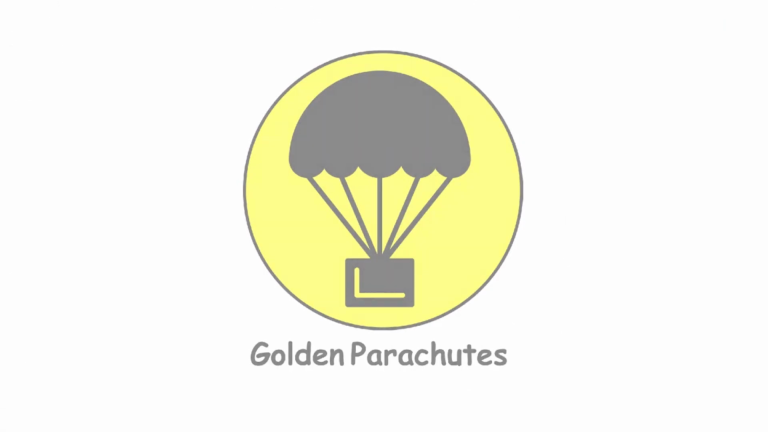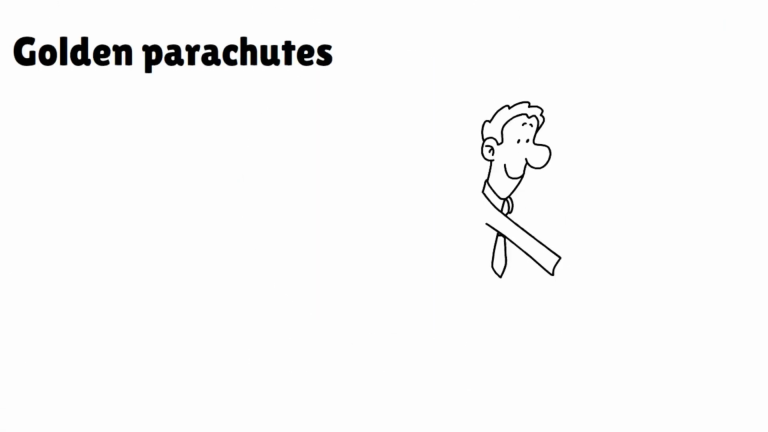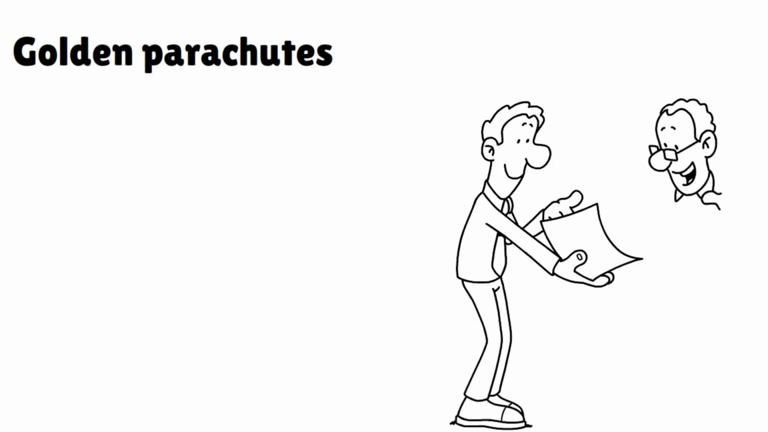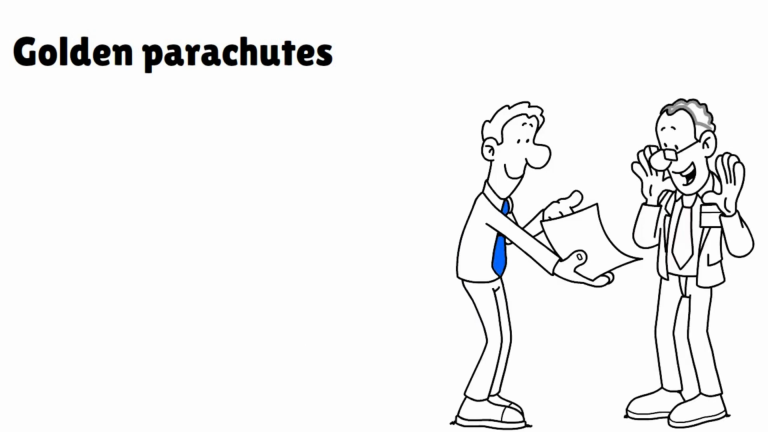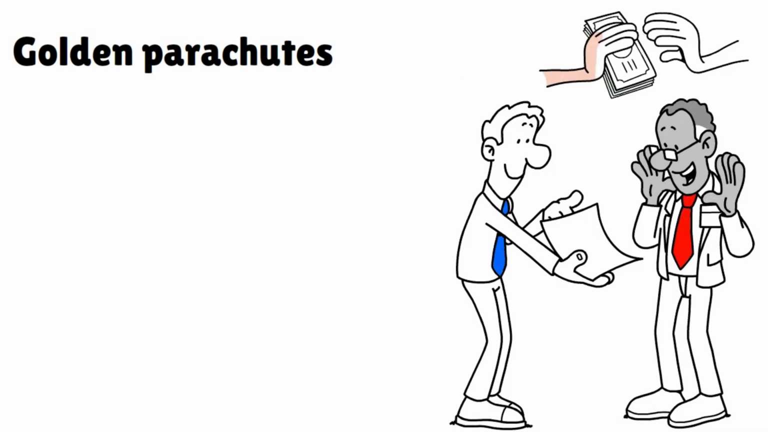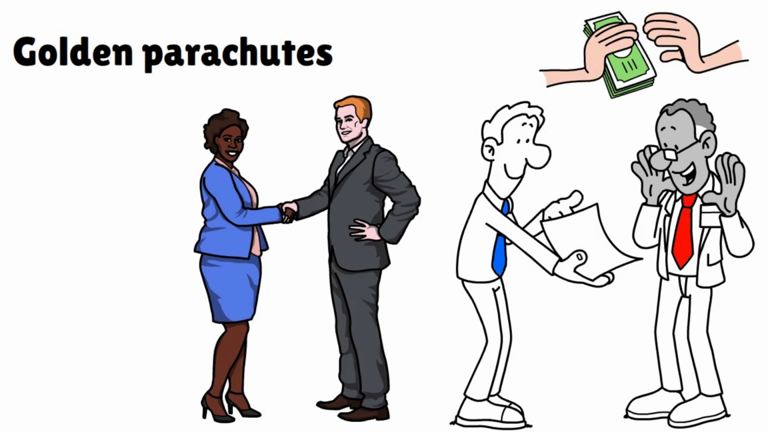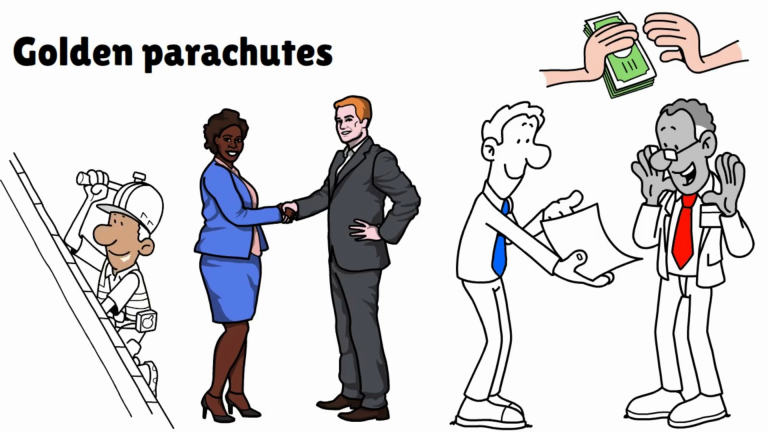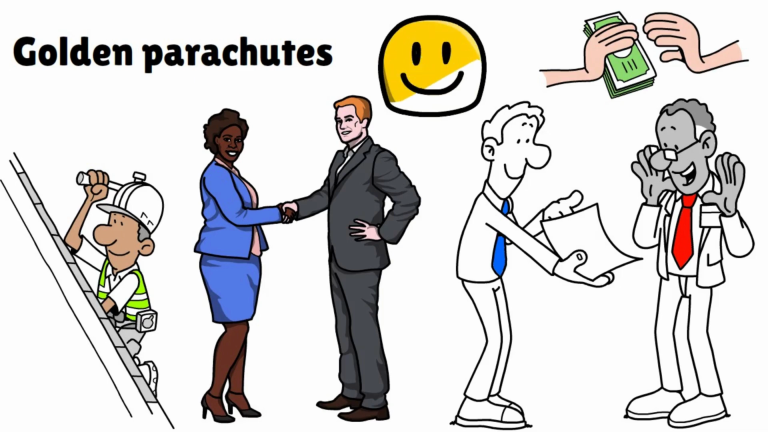Golden parachutes. Golden parachutes are compensation arrangements that provide substantial financial benefits to executives or key employees in the event of a change in control, such as a merger or acquisition, termination, or retirement. While intended to provide incentives and retain talent, they can be controversial due to their perceived excessive payouts.